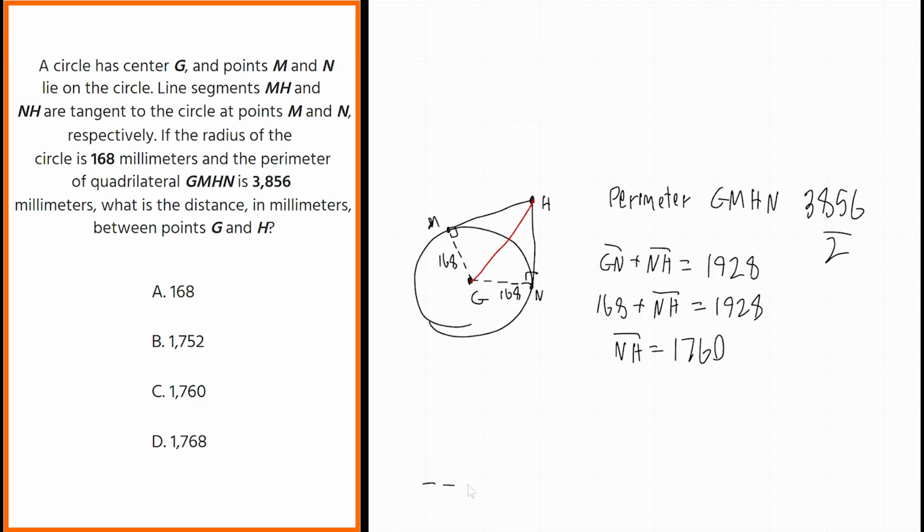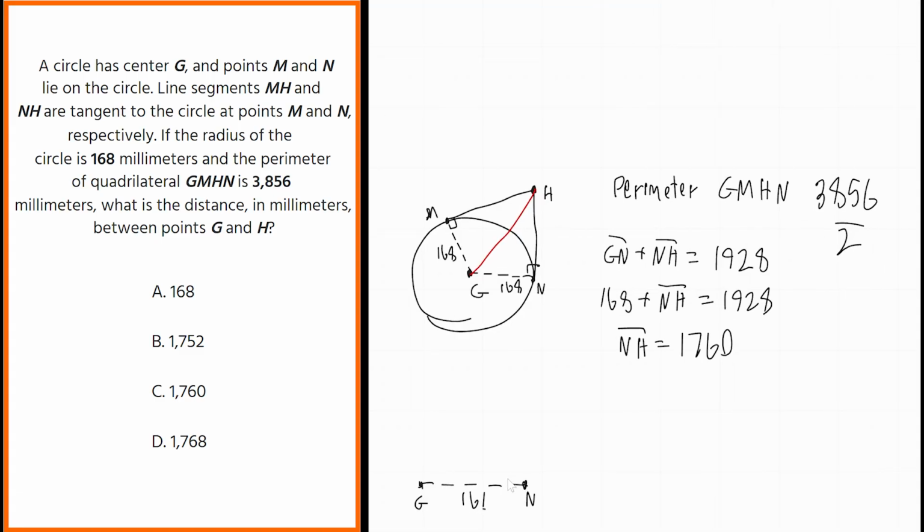So now let me redraw this triangle here, down here, just so we can see it a little bit better. We have this radius at the bottom from point G to point N, and that is 168. We have this line segment from N to H at a right angle. That is, we've just calculated 1,760. And then lastly, we have our hypotenuse, which represents this segment from G to H right here. And this is the value that we're trying to find.